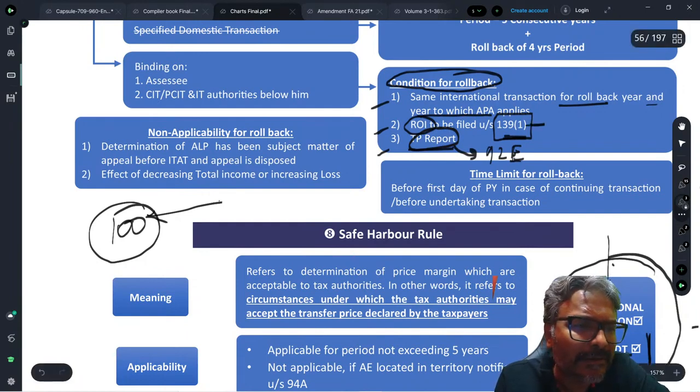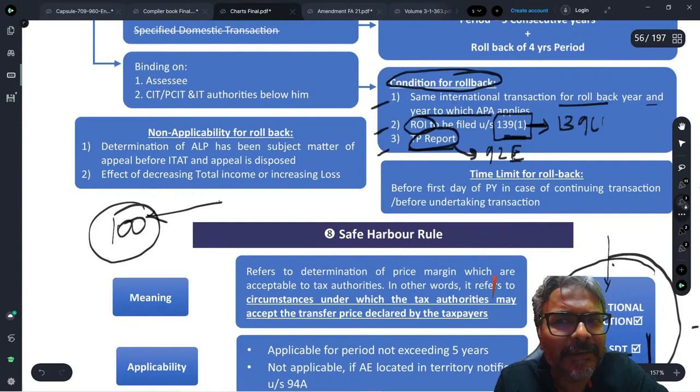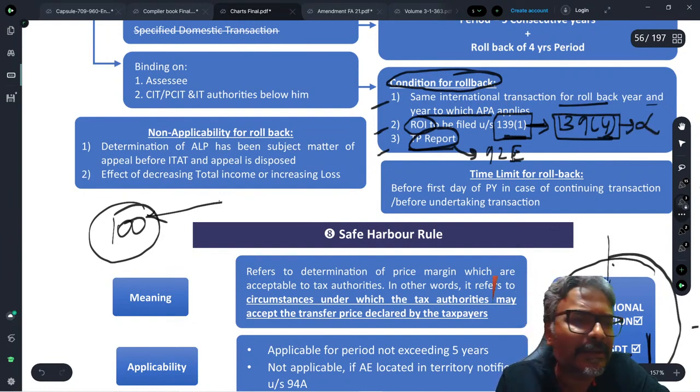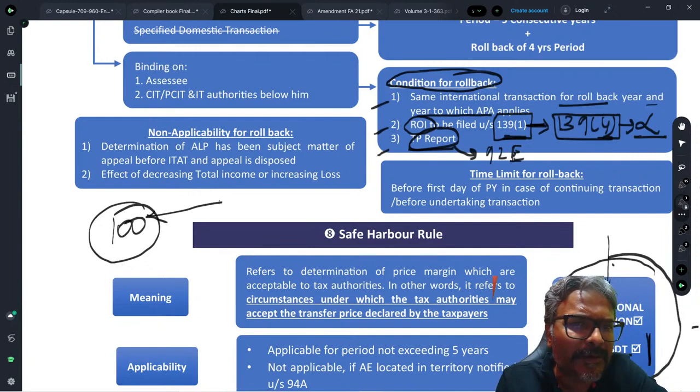The question that they will target in the examination would be: what if the SSE has filed a belated return? Then in that case, can he take up the rollback benefit? And the answer is no. If a belated return has been filed, students, then the rollback benefit is not available. I think all of you will agree.